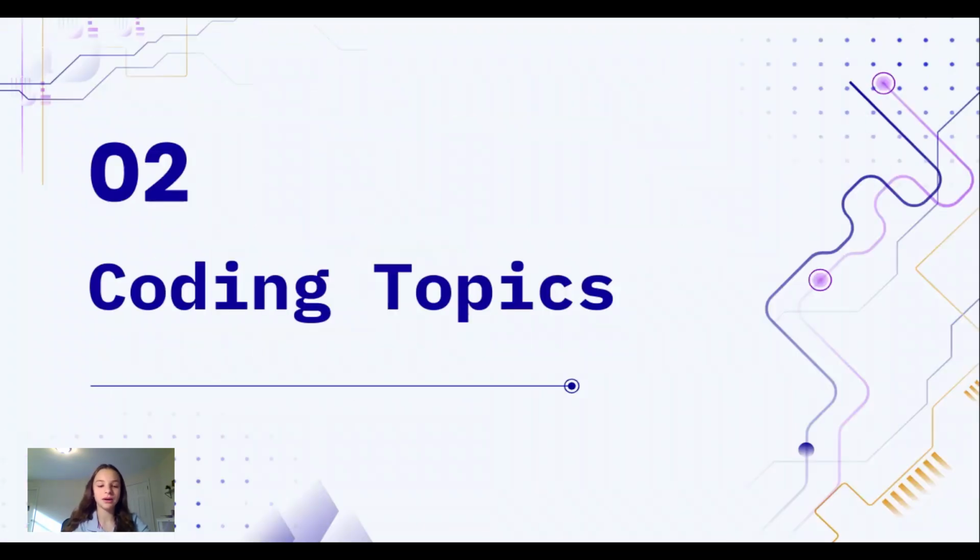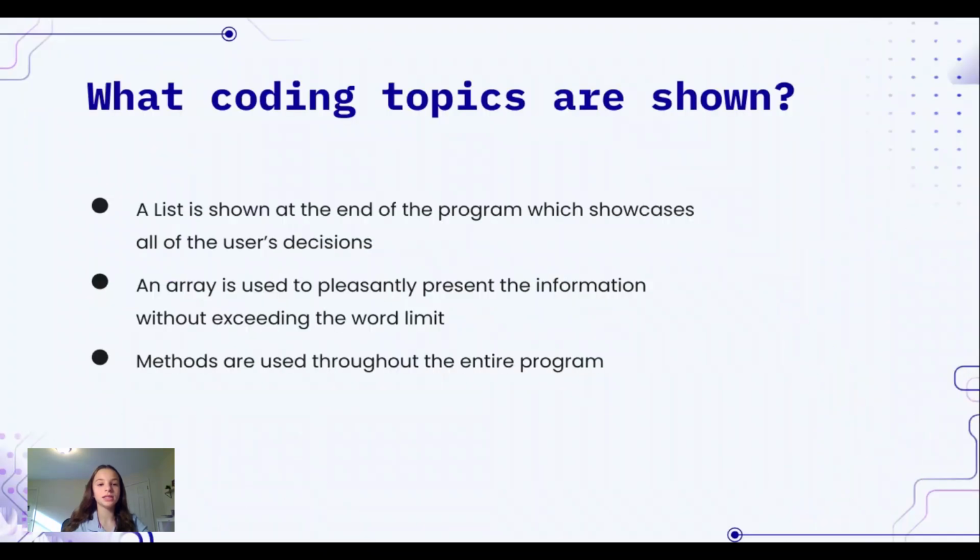Number 2, the coding topics. So a list is shown at the end of the program which showcases all of the user decisions, which I previously talked about. An array is used to pleasantly present the information without exceeding the word limit. So let's take a look at this.